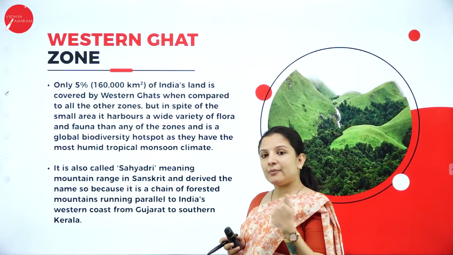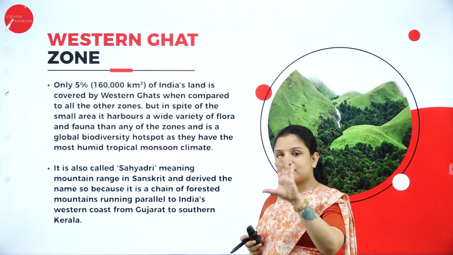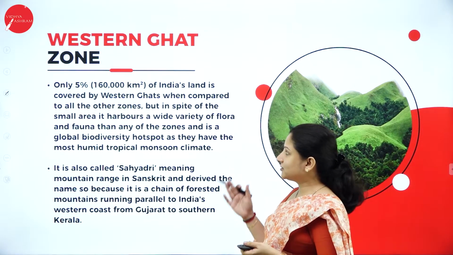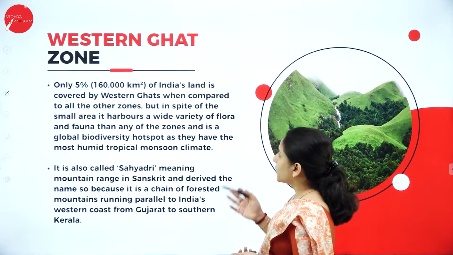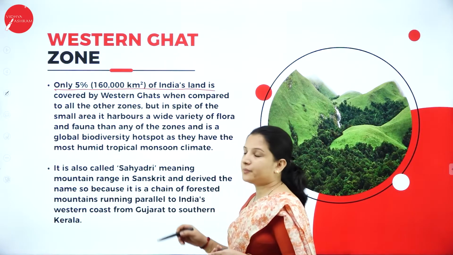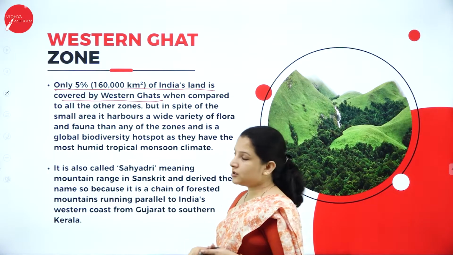So we all come under the Western Ghats zone. So the Nilgiris belt that runs through Tamil Nadu, Kerala and Karnataka, those hills are the Western Ghats zone. Only 5% of India's land is covered by Western Ghats when compared to all the other zones.